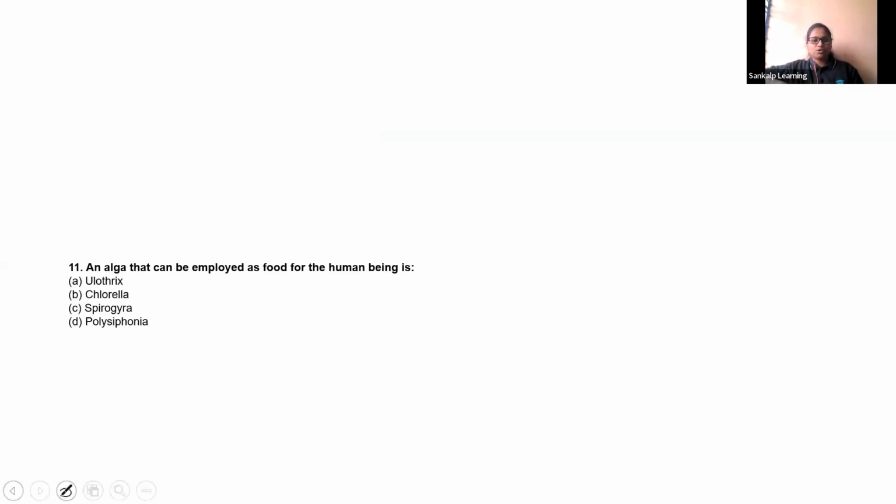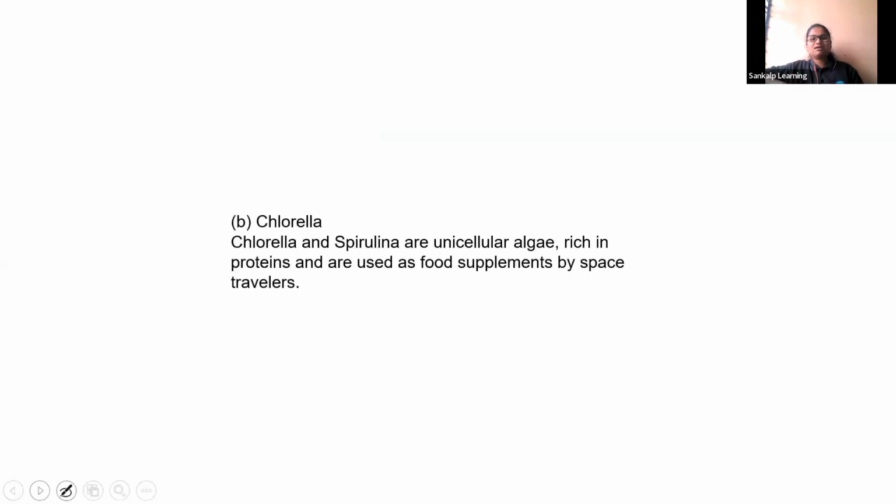Good going. So, most of you, both of you voted for option B. Chlorella, it is a right answer. Chlorella and spirulina, both are unicellular algae, they both are rich in proteins. So they are used as food supplements by space travelers.